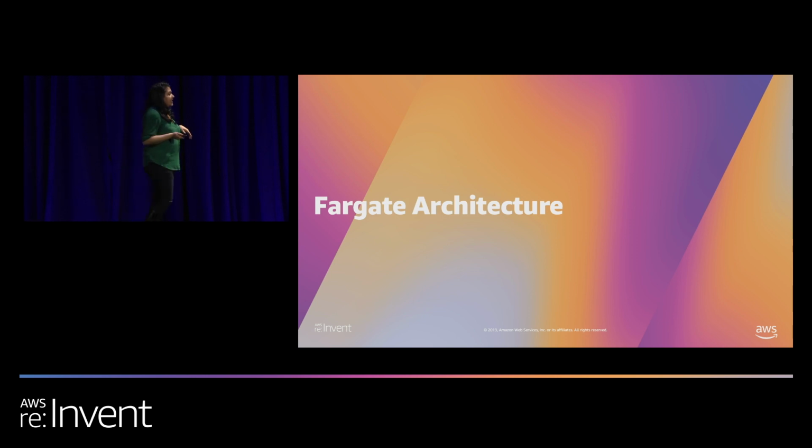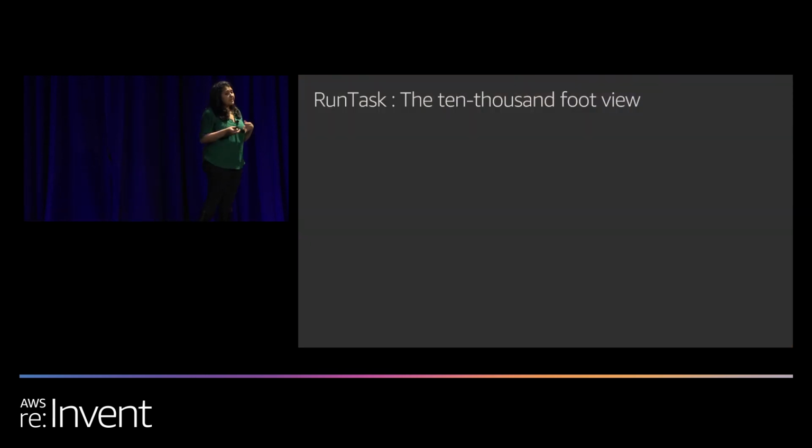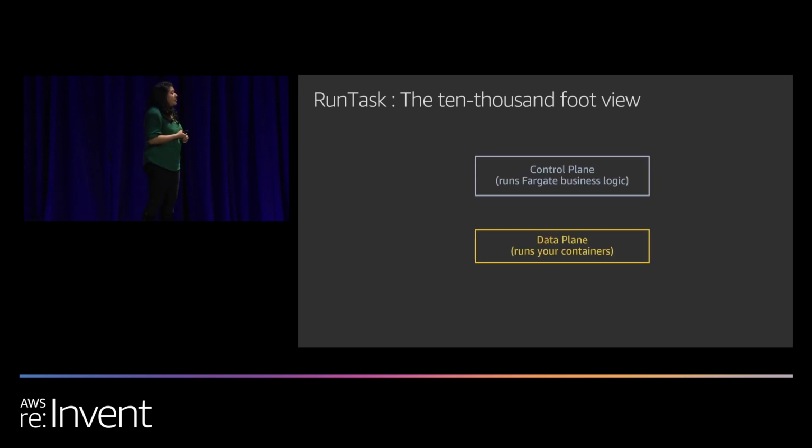All right, so Fargate architecture. For the purposes of this presentation, we're going to focus on the RunTask API because that's where all the magic happens. So broadly speaking, the Fargate architecture consists of a control plane and a data plane. The control plane basically is the services that are running the Fargate business logic to orchestrate your task launches. So it's kind of the brains of the system. And the data plane is the huge fleet of servers that run your containers. So it's kind of the muscle, the brawn of the system.